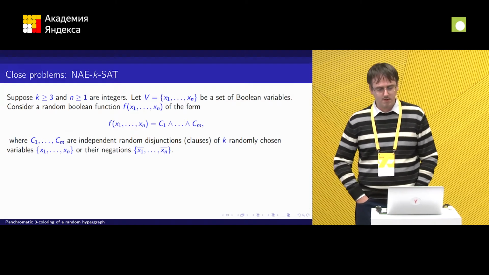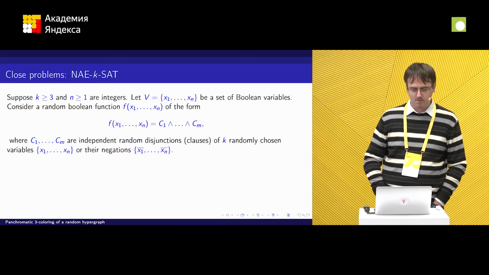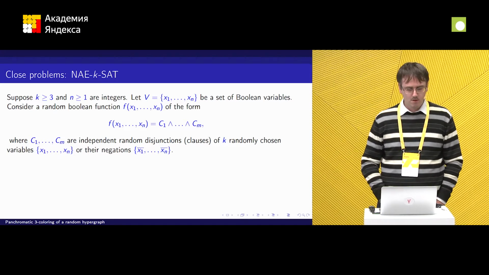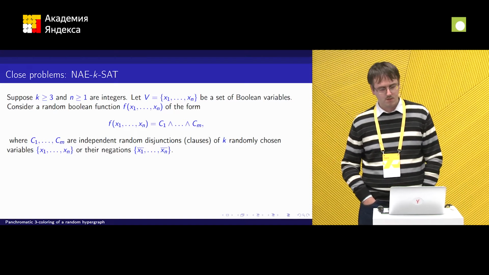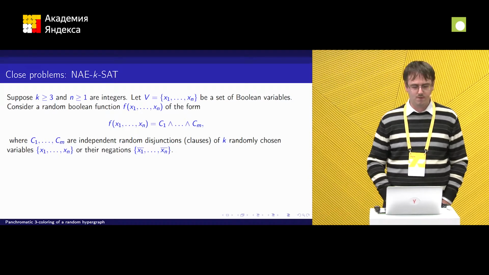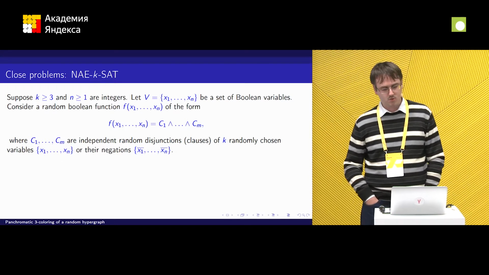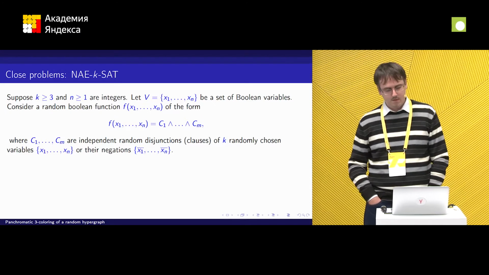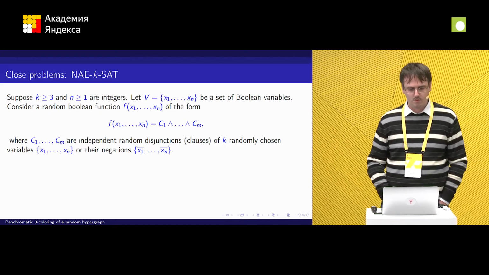There is a nice correlation between two problems. One of them we discussed before: two-colorability of a random hypergraph. And one more problem comes from theoretical computer science. It is the random not-all-equal k-SAT problem. I will briefly recall this problem.